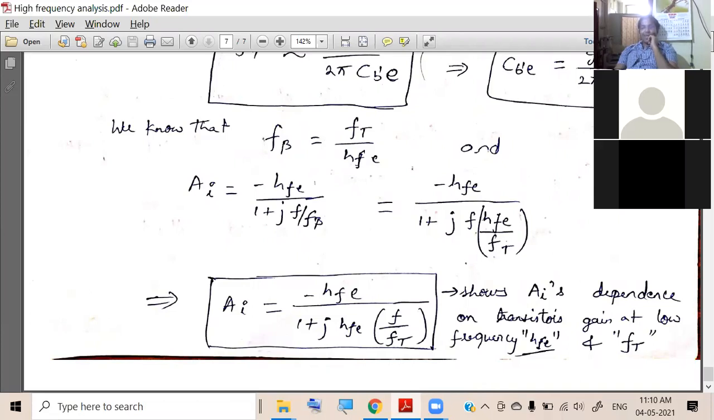One very small topic, please take it as homework: derivation of cutoff frequencies for multi-stage amplifier. Very easy topic, you do a Google search, you will get it. If we consider multi-stage amplifiers with N number of stages, what is the overall cutoff frequency? Considering N stages, take this as homework.